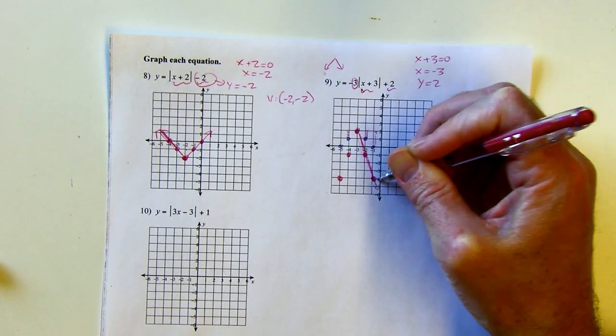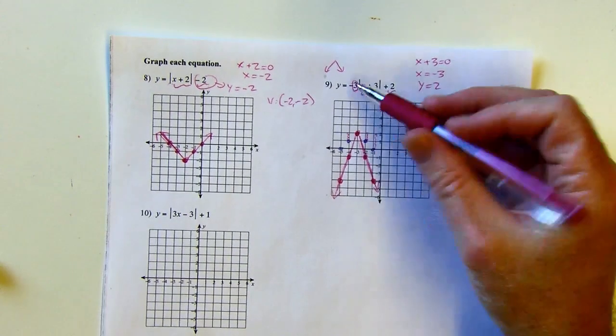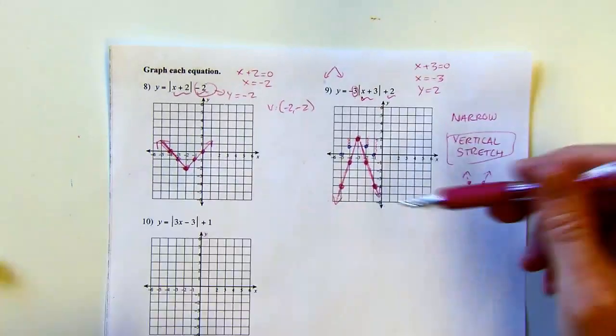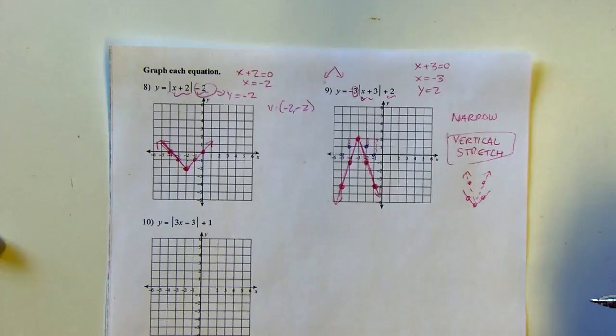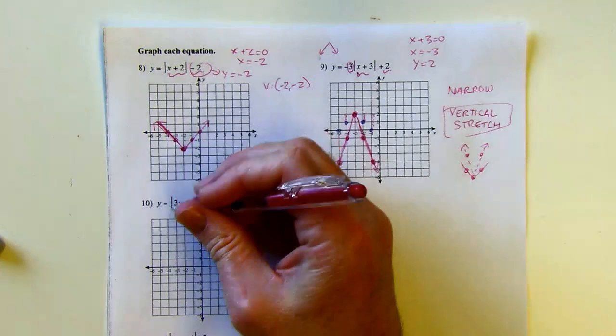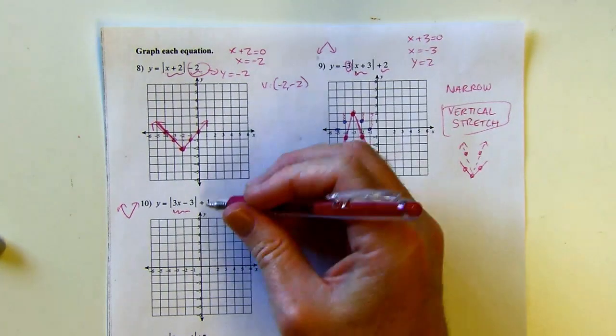So that's my V then, 3 times as tall as it was before, stretched out vertically by a factor of 3 there. Okay? All right, let's try another. So I'm going to find the vertex first. This one's going to open upwards because it doesn't have a negative. Okay, let's find the vertex.